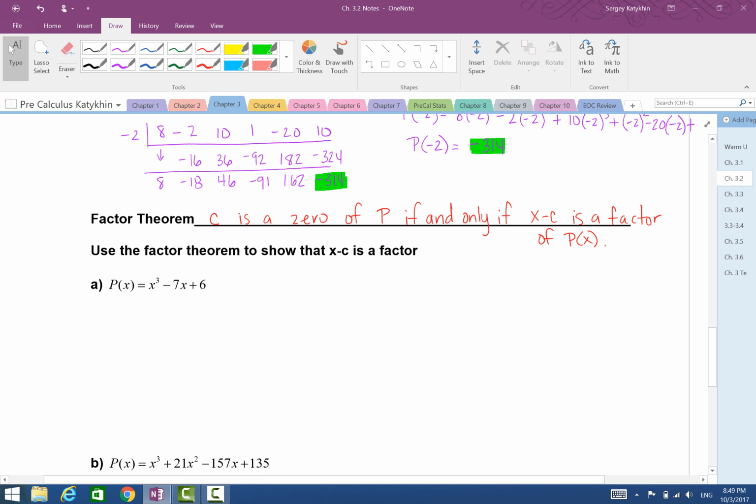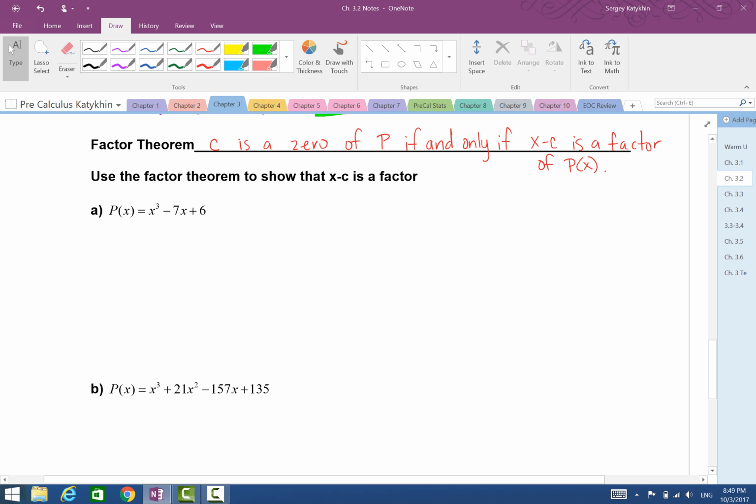So what does that really mean? Factor theorem: c is a 0 of P if and only if x minus c is a factor of P of x. Basically they're saying that something will factor if you're given a specific c and you realize that, hey, this c works, then it actually is a factor. So c is going to be the factor of x minus c. So let's look at this first example.